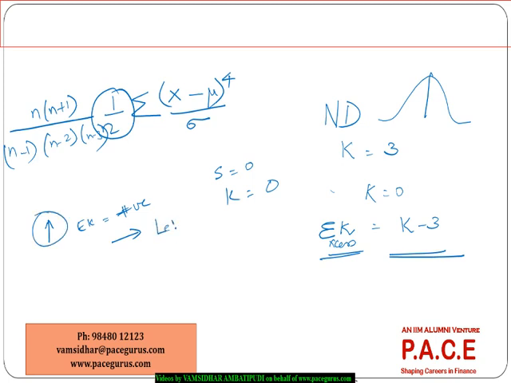In that case, we call that leptokurtic. Whereas if kurtosis is lower, where excess kurtosis will be a negative number, in that case we call that kind of distribution platykurtic, where we are computing it with respect to the excess kurtosis and not the base kurtosis per se, right? So this is one more important point that we really need to understand.